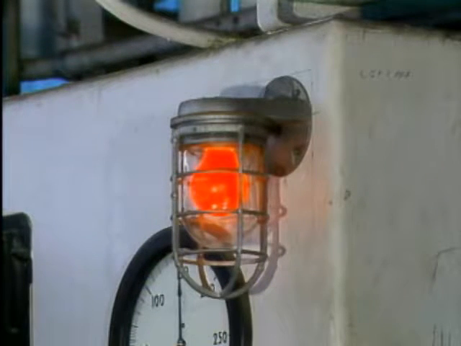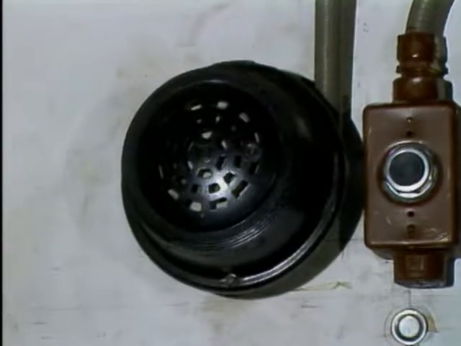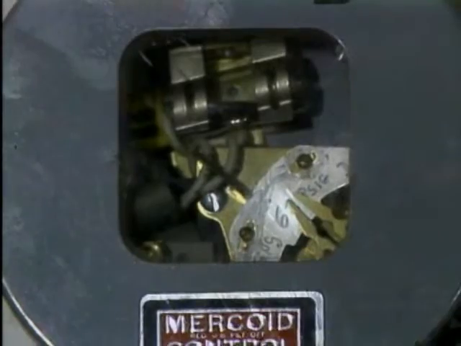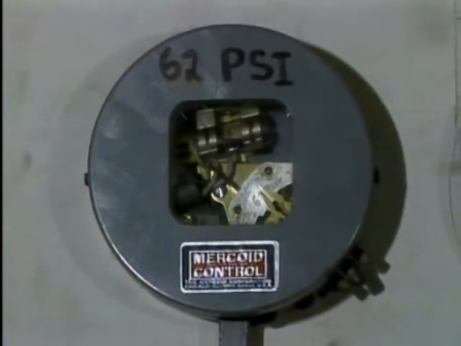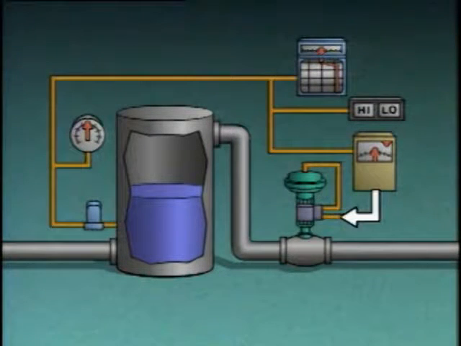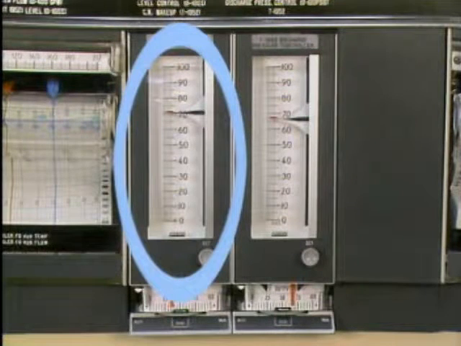Alarms can be visible, they can be audible, like this siren, or they can be both visible and audible. Alarms are usually activated by electrical switches, which are operated by sensing devices connected to the process. The controller sends a corrective signal to the final control element. In this case, the final control element is a flow control valve. This controller can be switched to manual operation at any time.